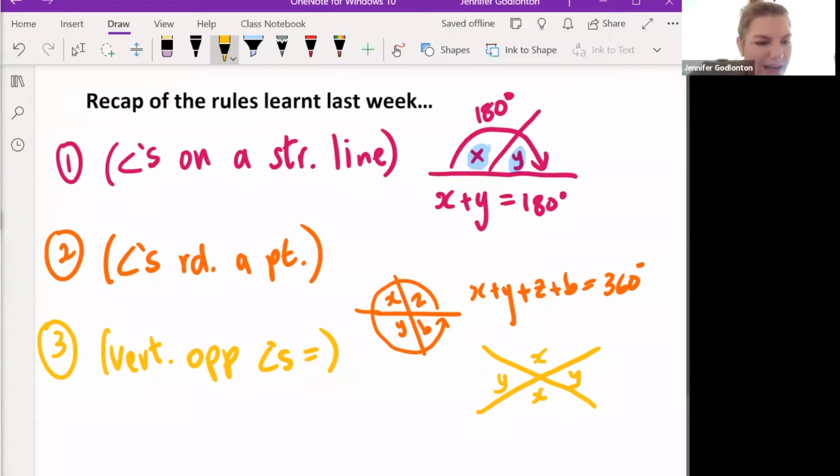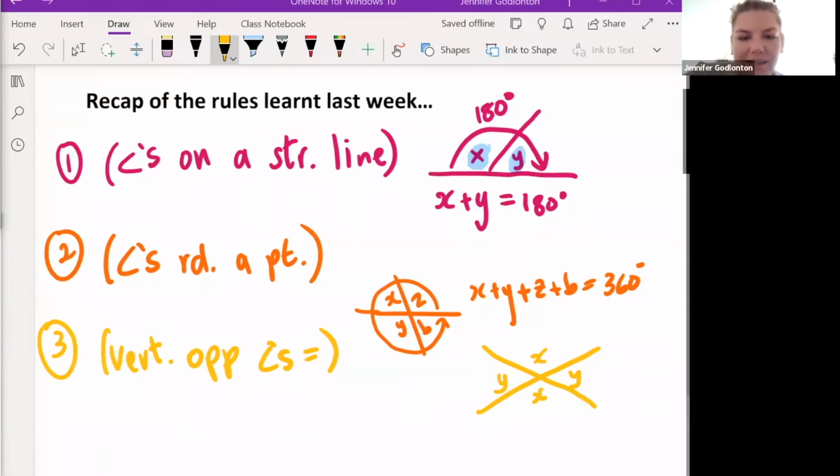I think these are the only rules we ended up covering. So these are the rules that we went over last week. Hi, ma'am. I was going to say co-interior angles. Co-interior is definitely one of the rules, but we haven't learned it yet. We're only going to learn it in our next course. But that's definitely a geometry rule. Okay, cool. So this is what we started with last week.